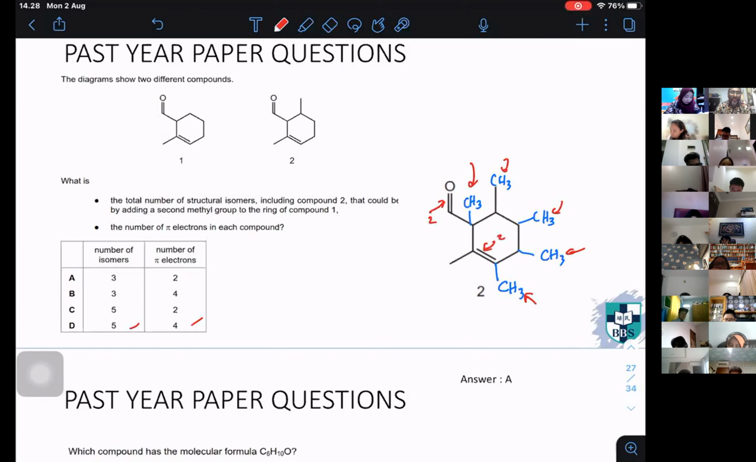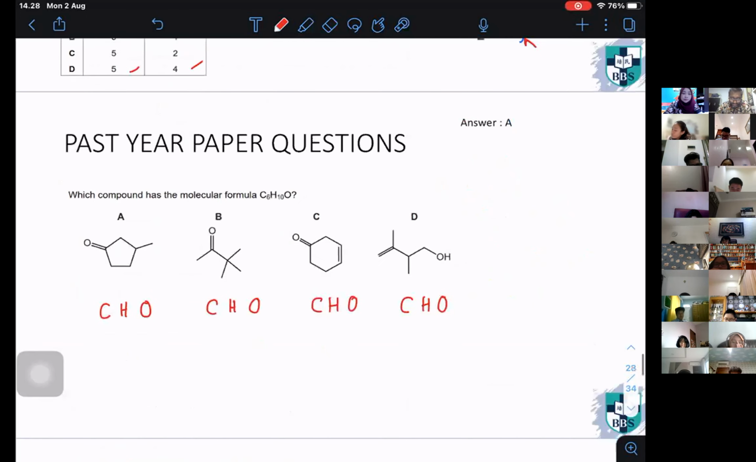I think they can actually help you to go through all these questions over here. For example, if you want to find out which compound has a molecular formula, you need to count. This is going to be a skeletal formula, so you need to count how many carbons are there, how many hydrogens are there, and then you just need to find out. Let me show you an example. Let's say this is A.